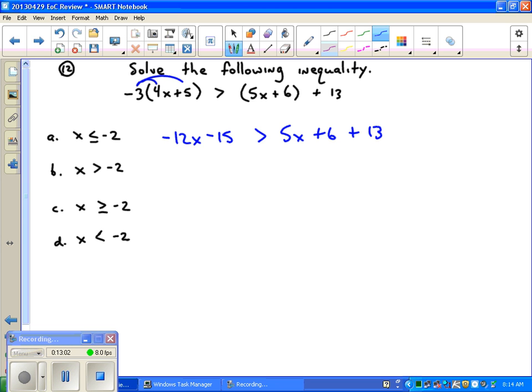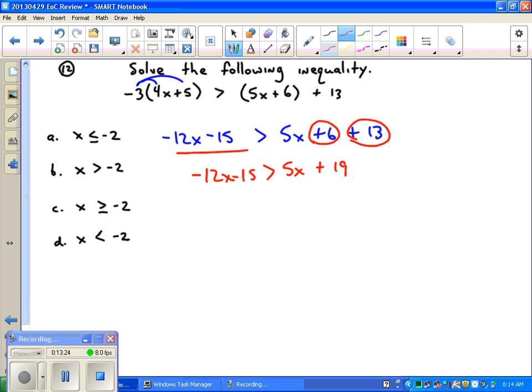You want to simplify everything on the left and everything on the right before you try to move anything across. We can't subtract 15 from negative 12x, so the left side is considered simplified at this point. There's one thing we can do to the right to simplify it, though. We could add 6 and 13 and get positive 19. Bring everything else down.